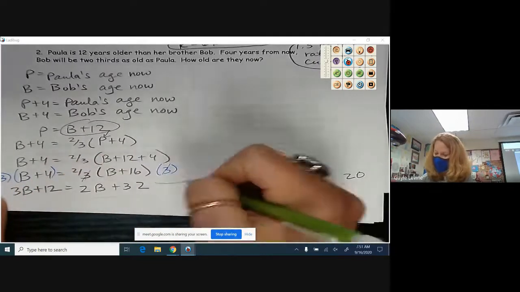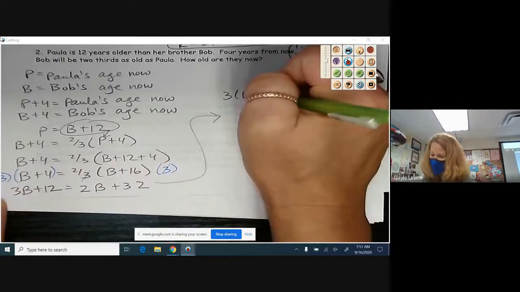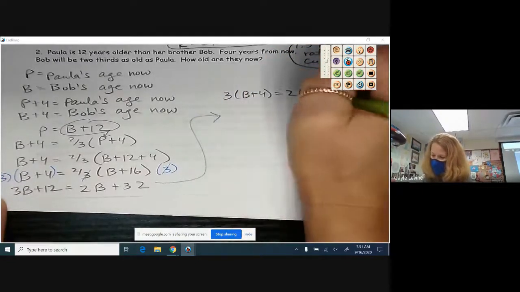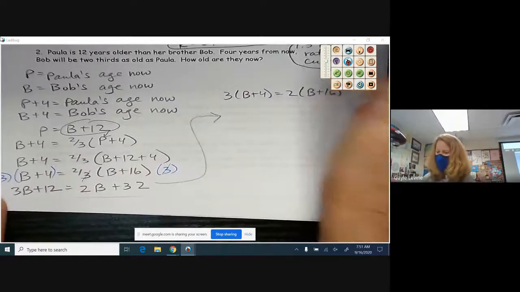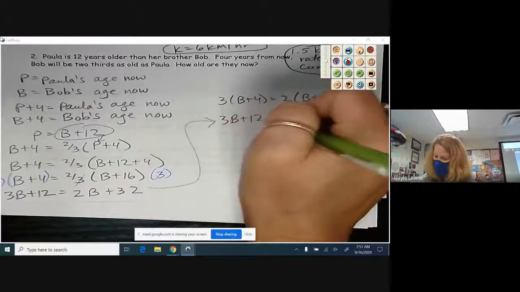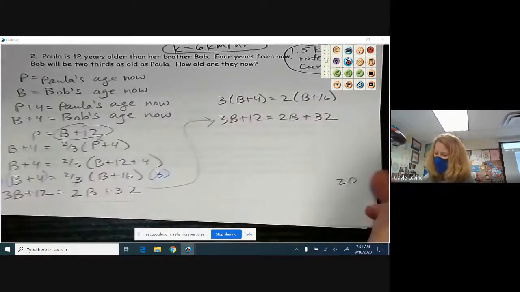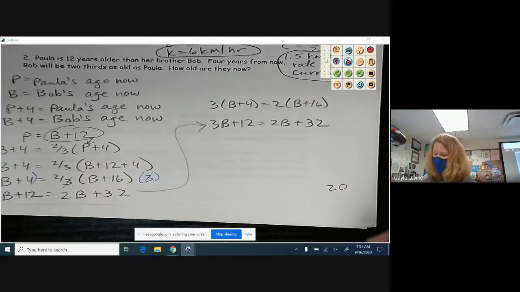And then I'm going to bring that up here. If you wanted to see it back a step, you would have this after you multiply through by 3. Okay, so then I have 3b plus 12 equals 2b plus 32. Go ahead and solve from here. I'm sure you can do that on your own.